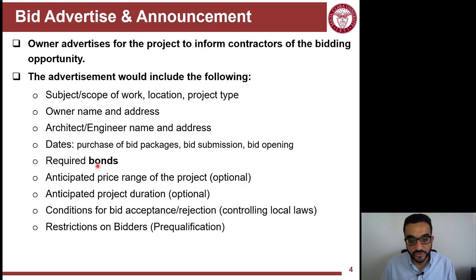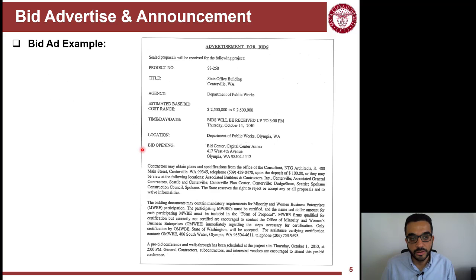One thing that we will discuss more in detail are the bonds. It's more like the financial guarantees that the contractor, if they are selected, will be able to finish the project and also fulfill their duties.